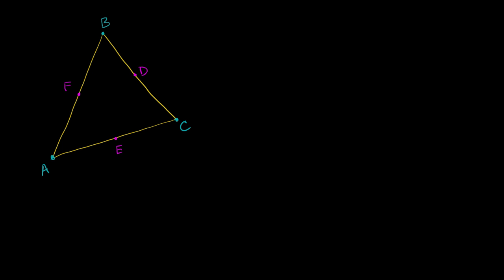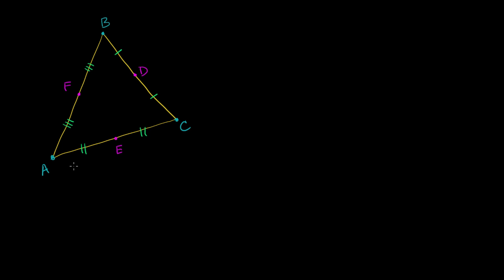And since it's the midpoint, we know that the distance between BD is equal to the distance from D to C. So this distance is equal to this distance. We know that AE is equal to EC, so this distance is equal to that distance. And we know that AF is equal to FB, so this distance is equal to this distance.